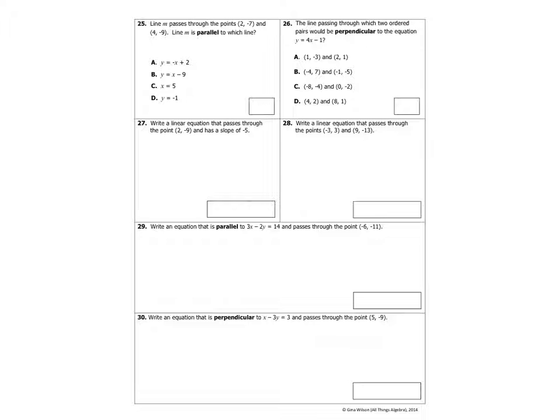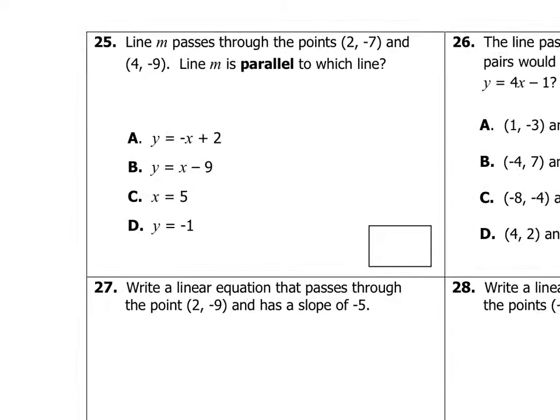Okay, last page of the test, 25, 27, 29, last three problems. Okay, zoom in here on 25. Line M passes through the point (2, -7) and the point (4, -9). It's parallel to which line? So what we need to do is find a slope. To find a slope, you need to go y2 minus y1 over x2 minus x1. Once you have a slope, choose either this point or this point. Those are your x's and your y's.